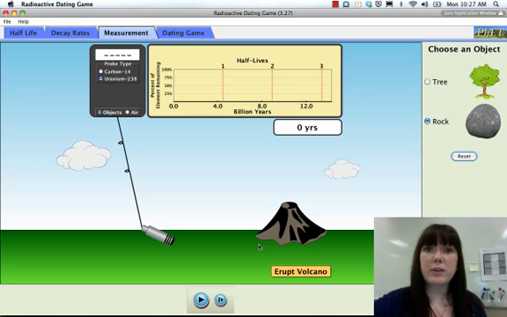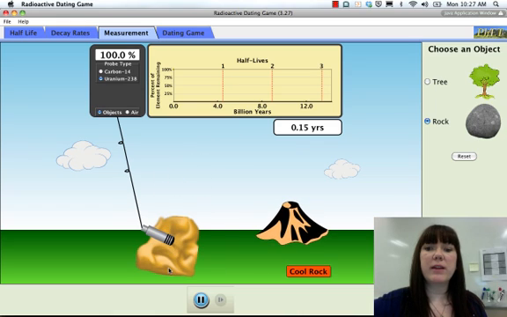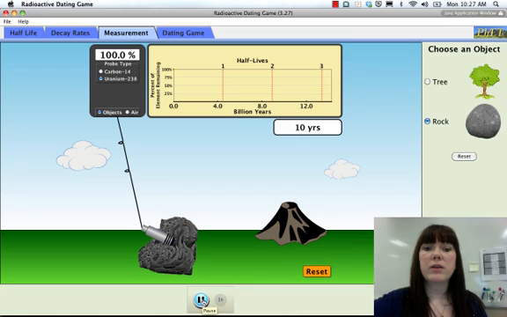Here's another good example to look at. This one is a little more real life for us. And so what we see here is a volcano, and it's going to erupt, and it's going to spew out some magma. And here's a nice big rock there. And once that rock has cooled, we're going to start to be able to date that rock.